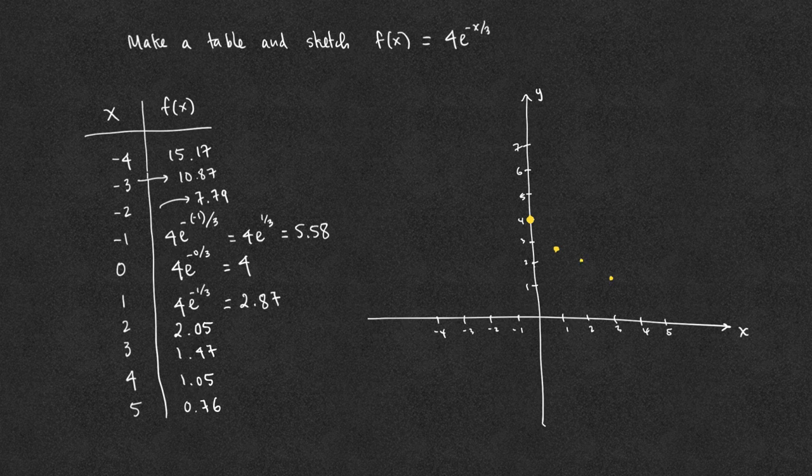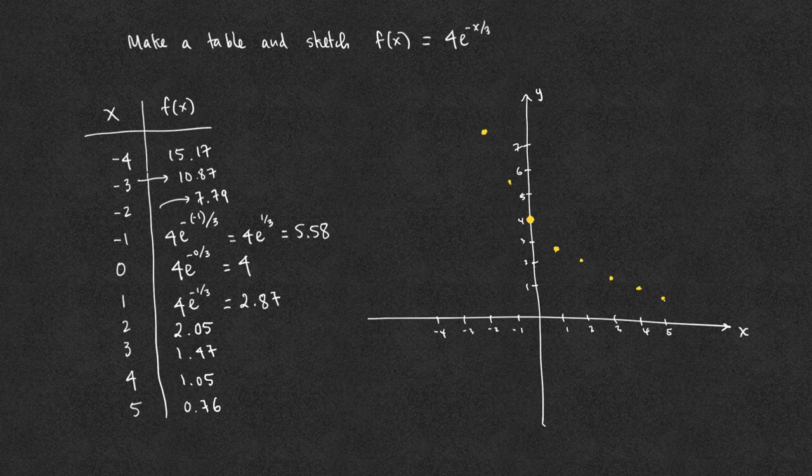And I mess up on the interval from 0 to 1 there. When x equals 3, y equals 1.5. When x equals 4, y is roughly 1. When x equals 5, y is 0.76, and so on. When x equals negative 1, y is 5.58. When x equals negative 2, y is 7.79. And so we now have these points.